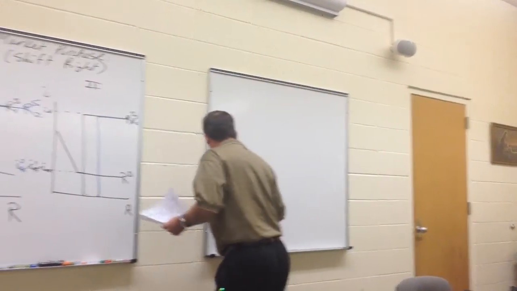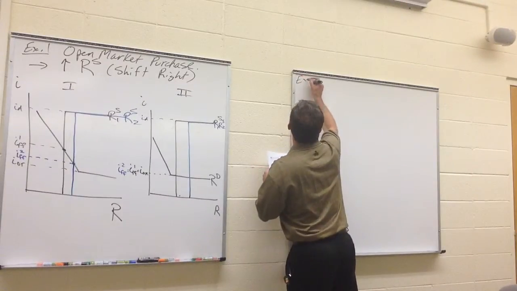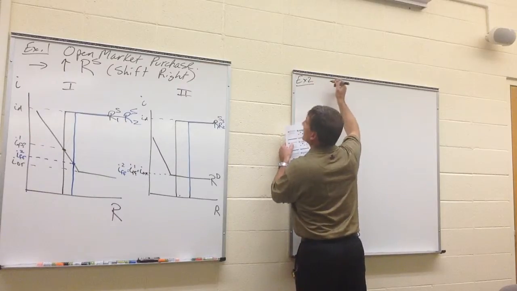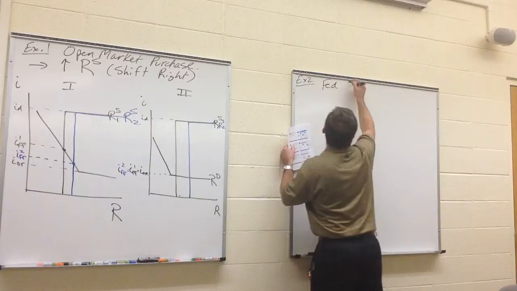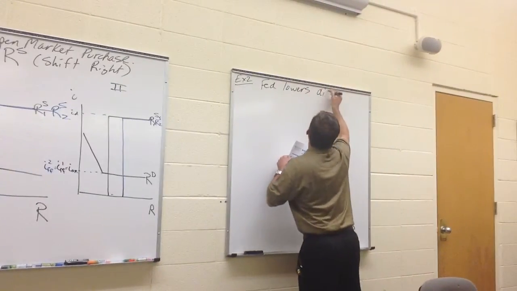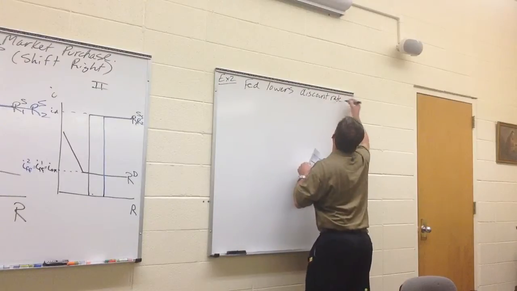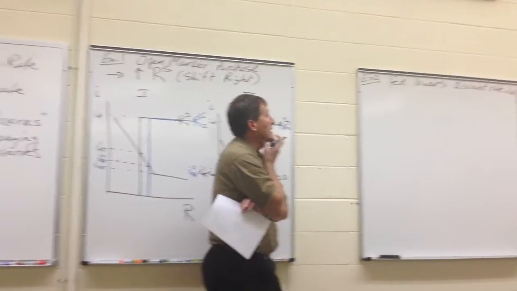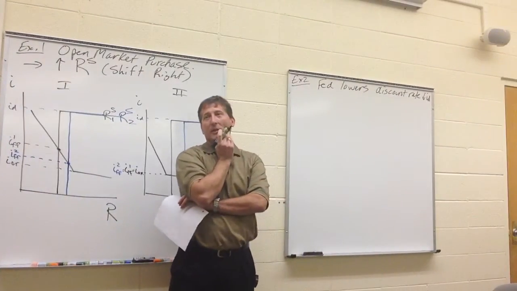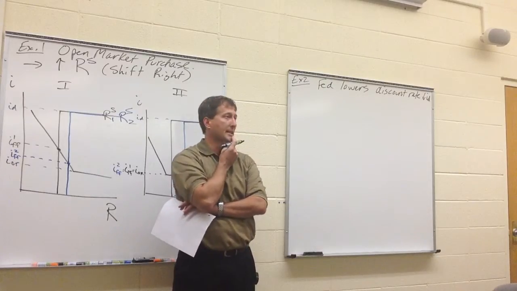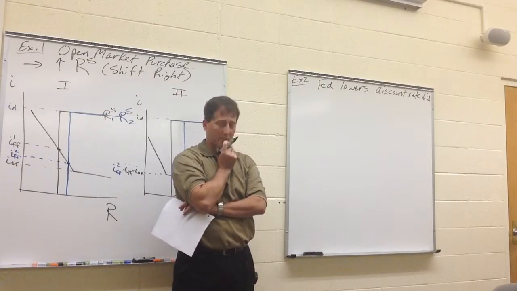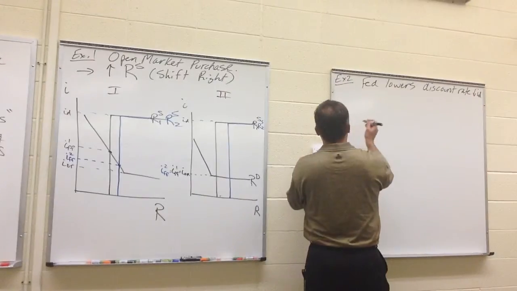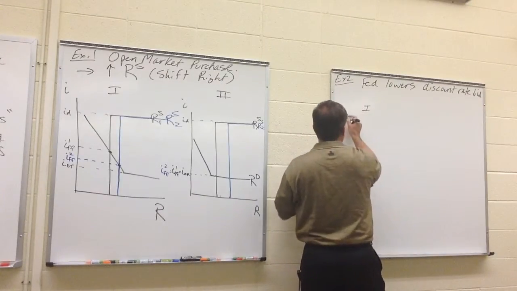Let's look at the discount rate next. So example number 2: the Fed lowers the discount rate, a decrease in ID. Is this expansionary or contractionary monetary policy, lowering the discount rate? Expansionary, good. So they're lowering interest rates, and we're going to have a case 1, case 2 again.